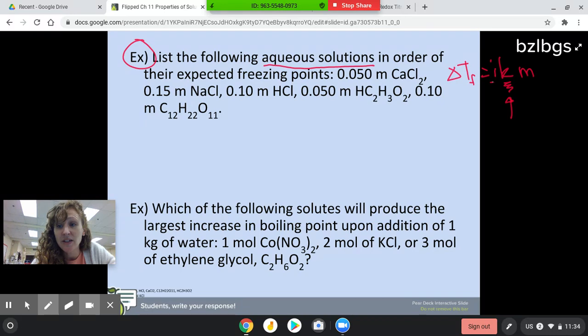That means you have to consider your Van't Hoff factor, how many ions it splits into, and your concentration, which they give to you in terms of molality. Those two things are going to affect your ranking. I'll give you another 30 seconds.